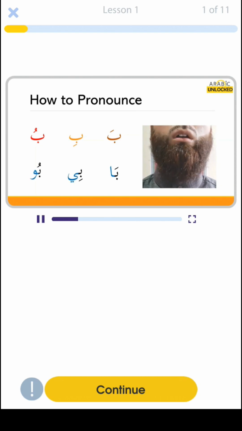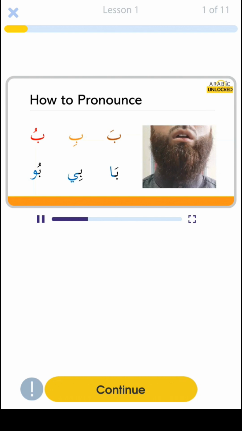So as we saw in the video, the lips are pressed together and then released to make the B sound. The sound of the short vowel fatha, which is above the Ba, is made by opening the mouth and making an A sound, Ba. The short vowel kasra, which is beneath the Ba, is made by also opening the mouth or making an I sound, Bi.